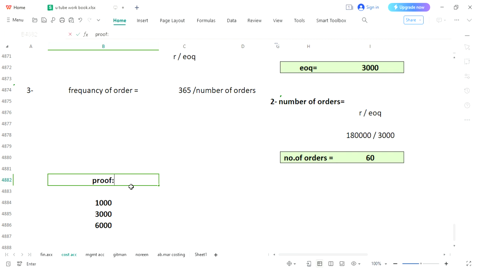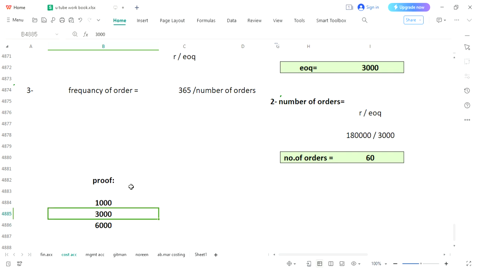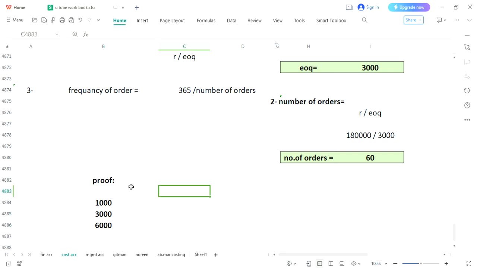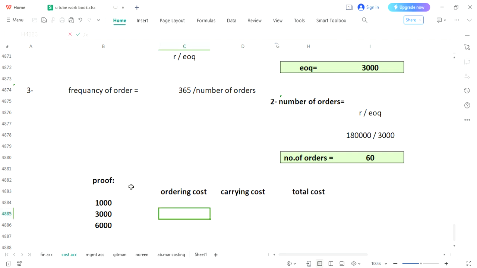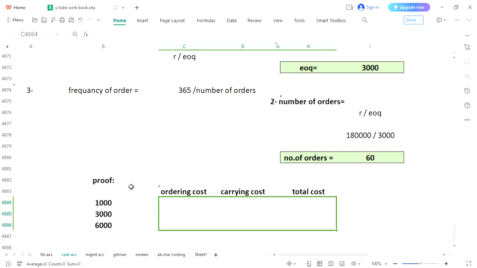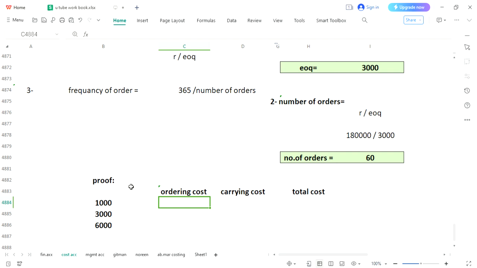We are proving that economic order quantity is the number of units with which you can get maximum saving. For that we will calculate ordering cost, then carrying cost, and finally total cost, and we will prove that in case of 3000 units you will get the least cost. So let's start. Ordering cost, how would you calculate?